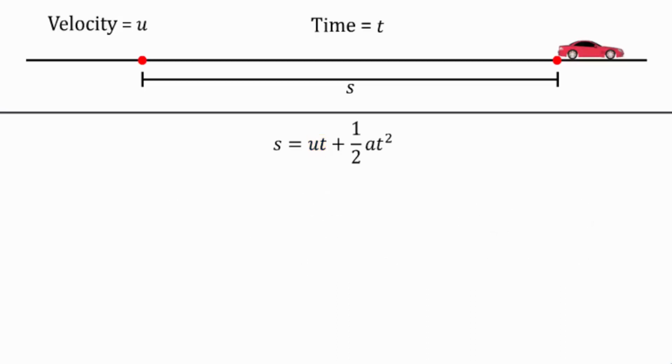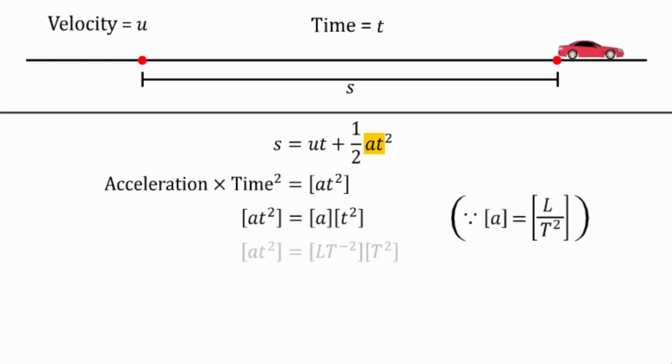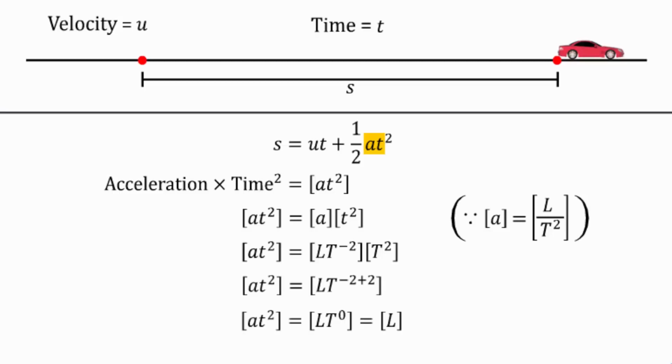The second term on the right-hand side of the equation is half at square. Half is a constant and thus does not have any dimensions. In this term, it is the product of acceleration and time square. The dimensions of a are L T power minus 2 and that of t are T. Thus, the dimensions of at square are as shown.